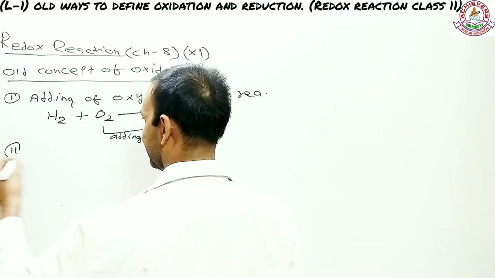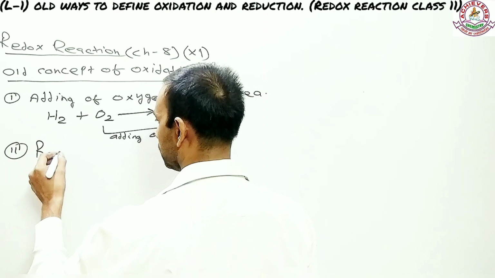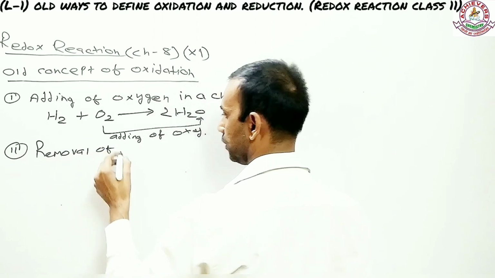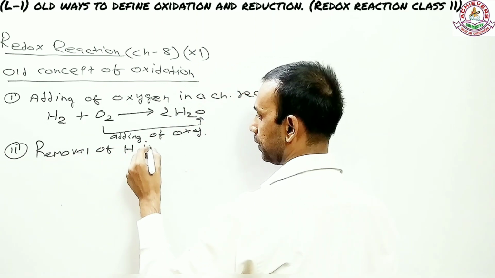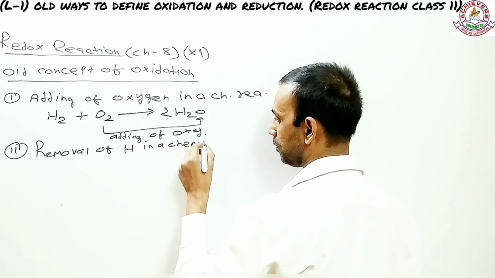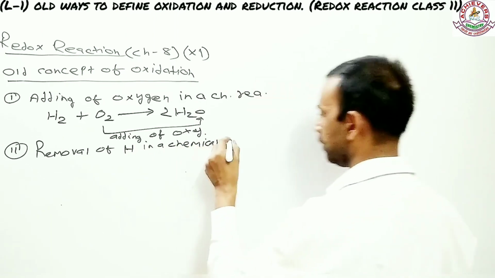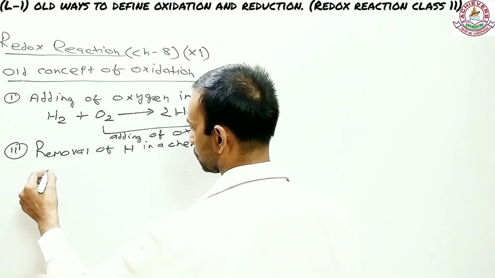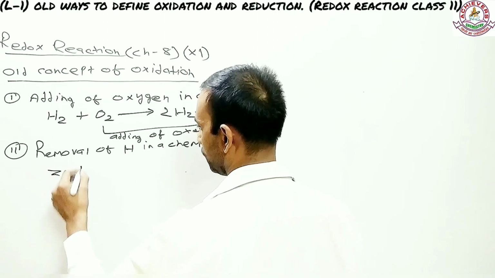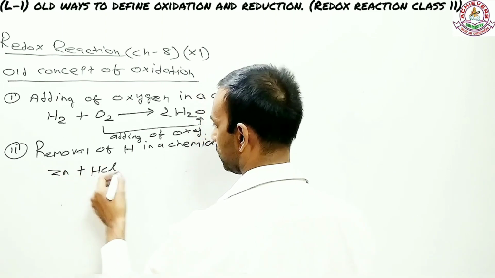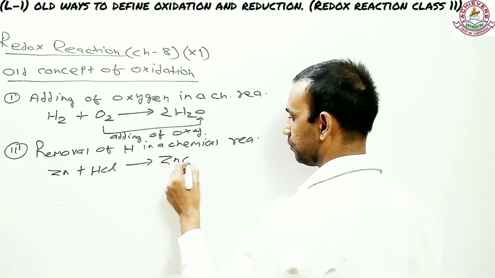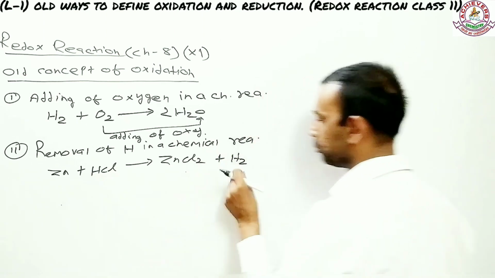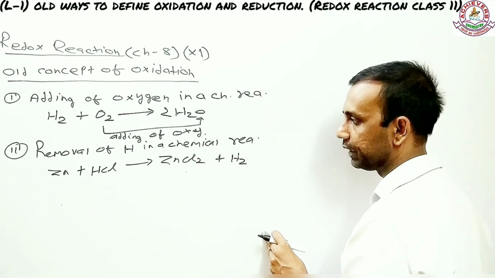Next one is removal of hydrogen in a chemical reaction. There are so many examples, like a reaction of a metal with HCl. Zinc reacts with HCl, this forms ZnCl2 and hydrogen is removed. So what is happening here? Hydrogen is removed here. So this is also an example of oxidation.